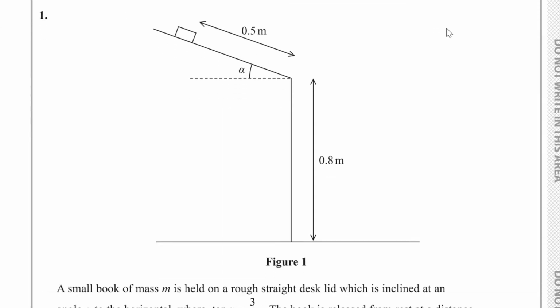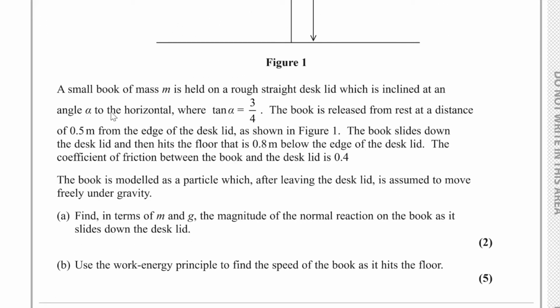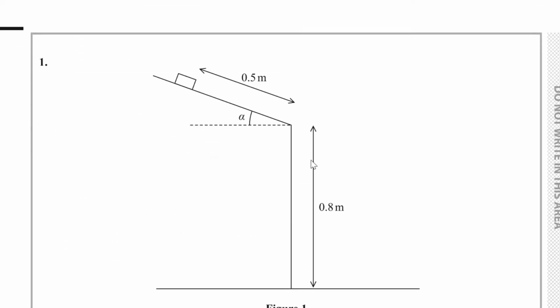Question number 1. A small book of mass m is held on a rough straight desk lid which is inclined at an angle alpha to the horizontal, where tan alpha is equal to 3/4. The book is released from rest at a distance of 0.5 meters from the edge of the desk lid, as shown in figure 1. So that's what we see here.